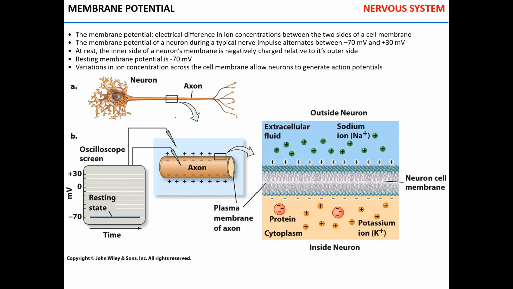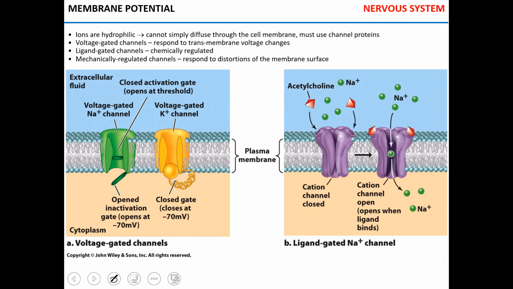You can see the concentration of sodium is higher on the outside, while the concentration of potassium is higher on the inside. And these ions are separated by the membrane because they are charged hydrophilic particles that cannot cross the membrane directly. So in order to cross the membrane, these ions would need some kind of a channel protein. Okay, so you see here sodium and potassium channels, and you see here a sodium channel as well.